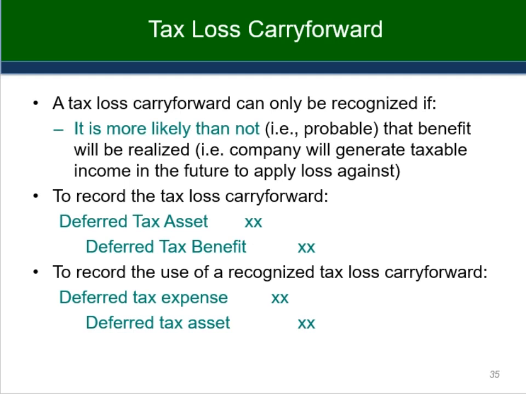So a tax loss carryforward can only be recognized if it's more likely than not that the benefit will be realized. So the company will generate sufficient taxable income in the future to apply the loss against. And so to record the tax loss carryforward, you would record a deferred tax asset and a deferred tax benefit in the current period. To recognize the use of a recognized tax loss carryforward in the next year, when we actually did realize the benefit, we reduce the deferred tax asset by crediting it and record a deferred tax expense by debiting it.